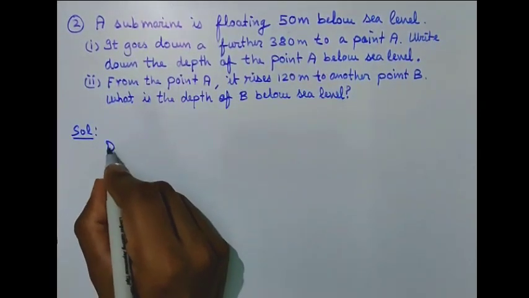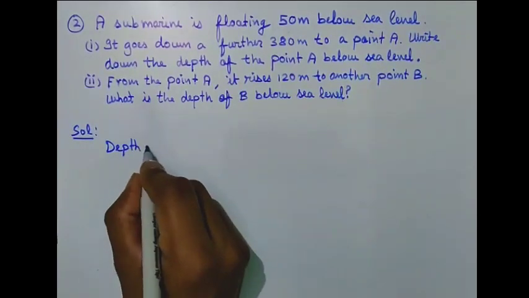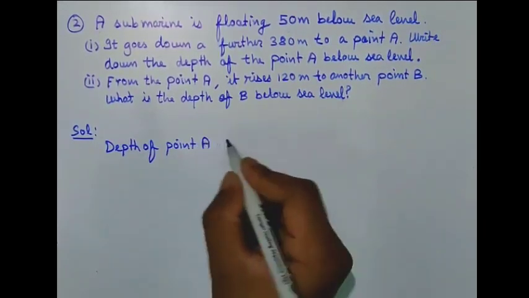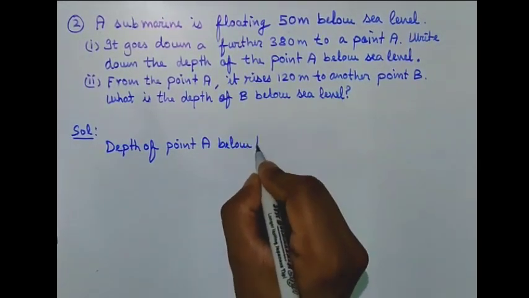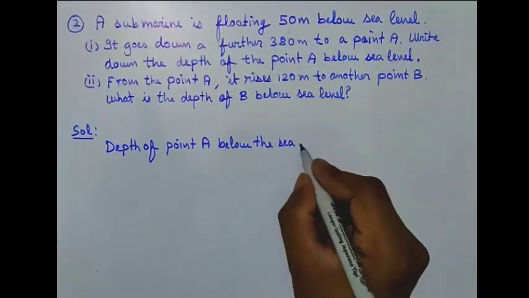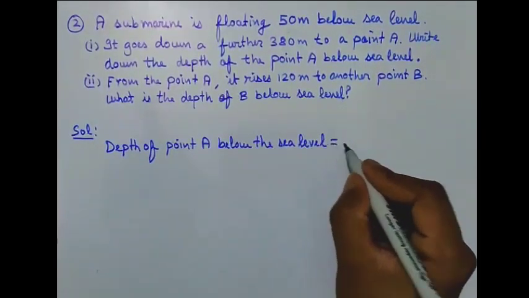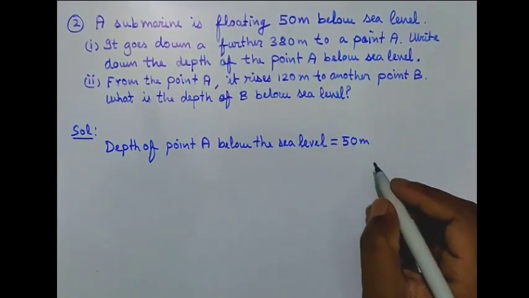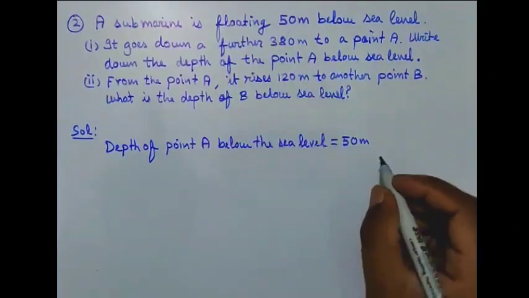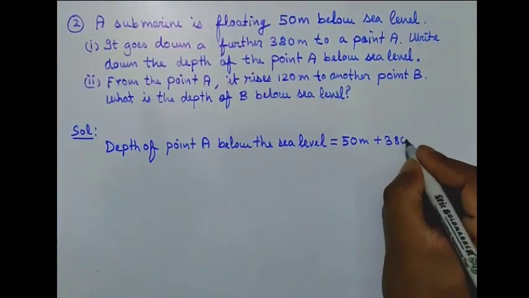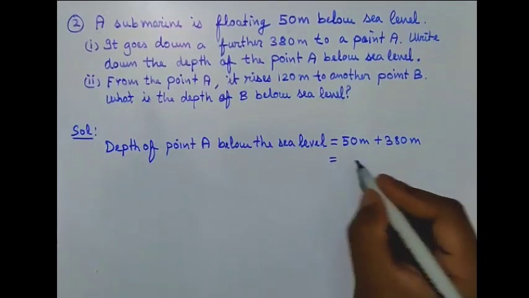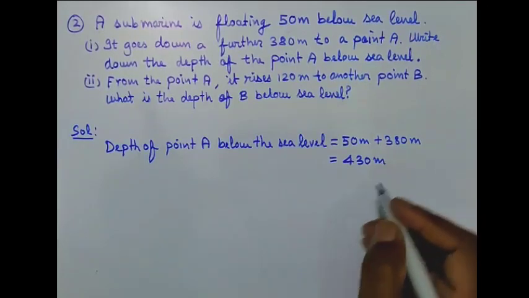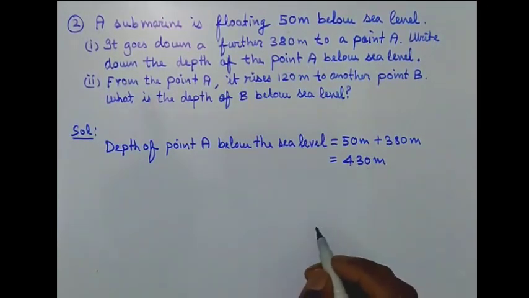We can say the depth of point A below the sea level will be equal to, now the submarine was already at 50 meter below the sea level and it goes down further 380 meter. So we'll simply add 380 meter. That will become 430 meter below the sea level.